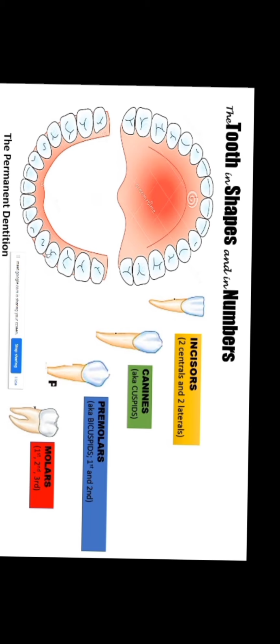For permanent dentition, let's talk about the permanent first. There are four main tooth types. First, you have your incisors. For your incisors, there are 4 in the upper and 4 in the lower. That's why you have 8 incisors. The upper, guys, is one arch. See the cursor moving from this to this. That's the upper arch, or the maxillary arch. This one is the lower arch, or the mandibular arch.